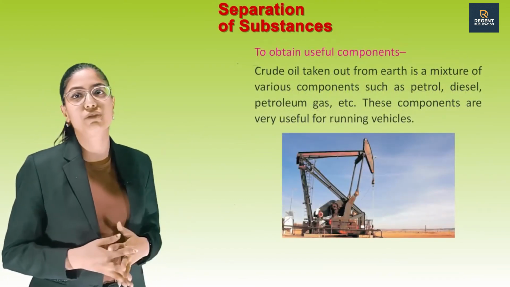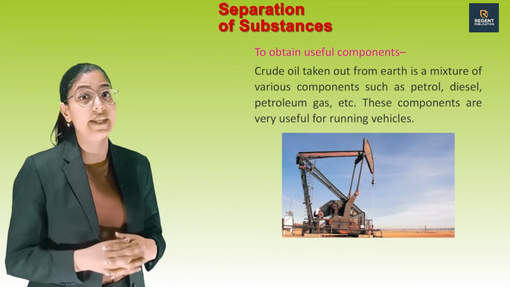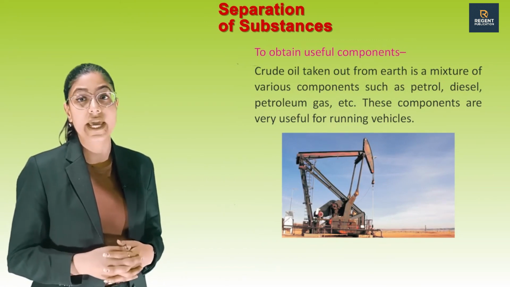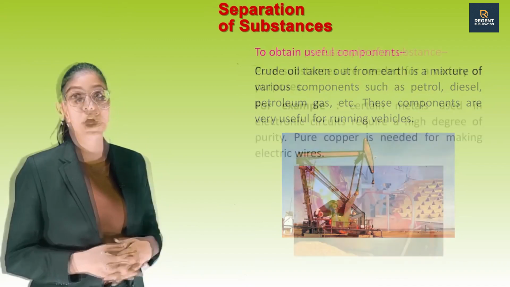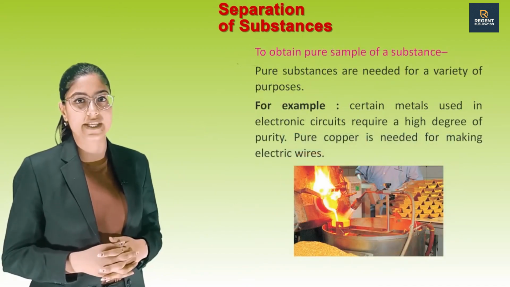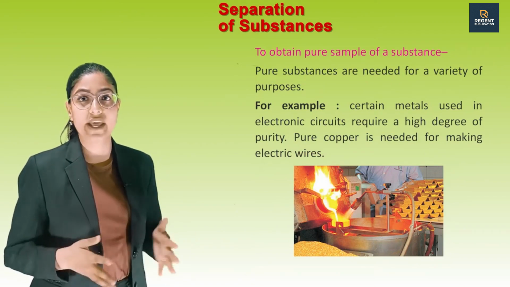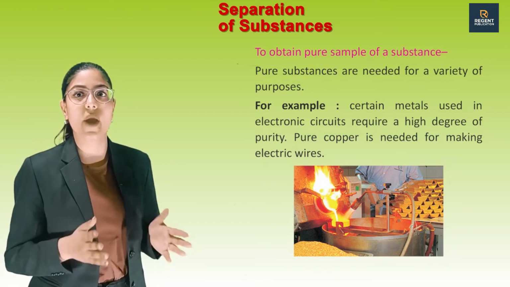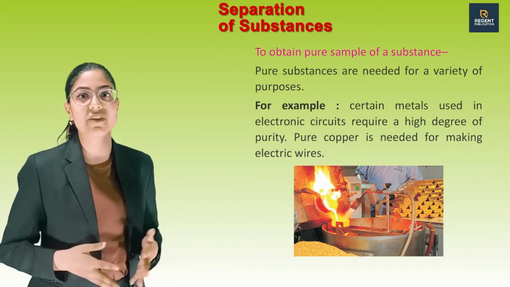To obtain useful components. Crude oil taken out from the earth is a mixture of various components such as petrol, diesel, petroleum gas, etc. These components are very useful for running vehicles. To obtain a pure sample of a substance. Pure substances are needed for a variety of purposes. For example, certain metals used in electronic circuits require a high degree of purity. Pure copper is needed for making electric wires.